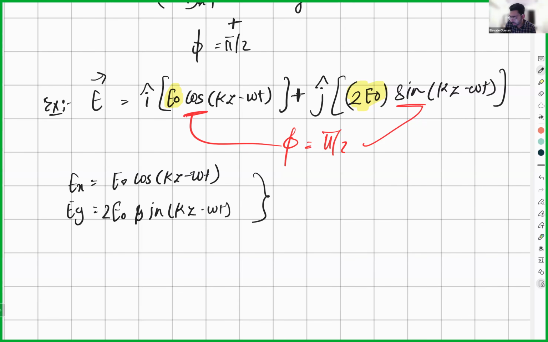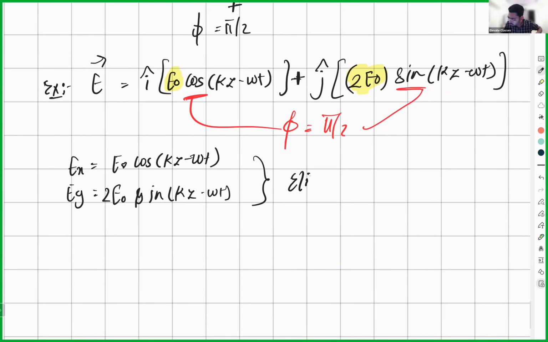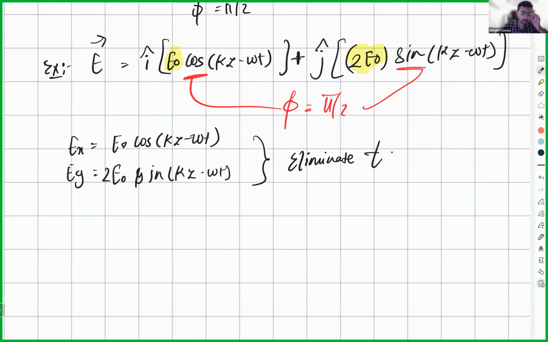Now what you do is eliminate t from this one. Okay. Now I'm leaving this up to you, how you will do the elimination. One method, I'll just leave you with the method to be used. So this Ey can be written as 2 E naught cos of pi by 2 minus (kz minus omega t), right?